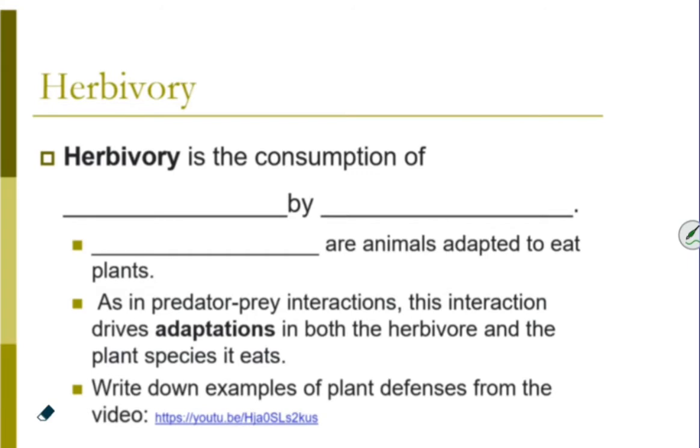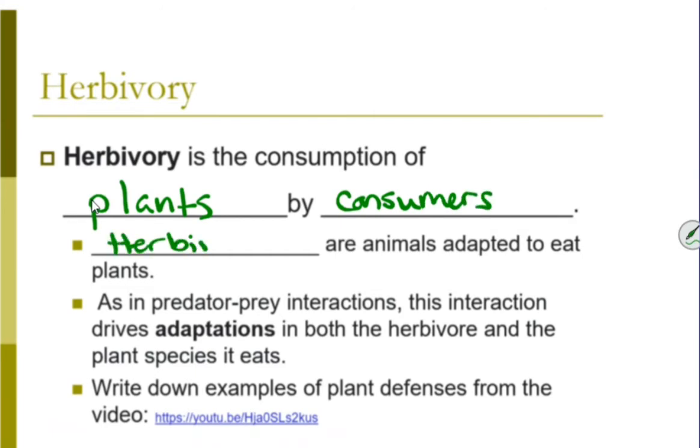And then we've just got two more things. Our definition of herbivory. Herbivory is the consumption of what? Yeah, plants by consumers or by animals. If you want to put animals there, that's fine. And when you eat a plant, you are called an herbivore. So herbivores have these adaptations that allow them to eat plants. And plants in turn have defense mechanisms like dangerous chemicals.